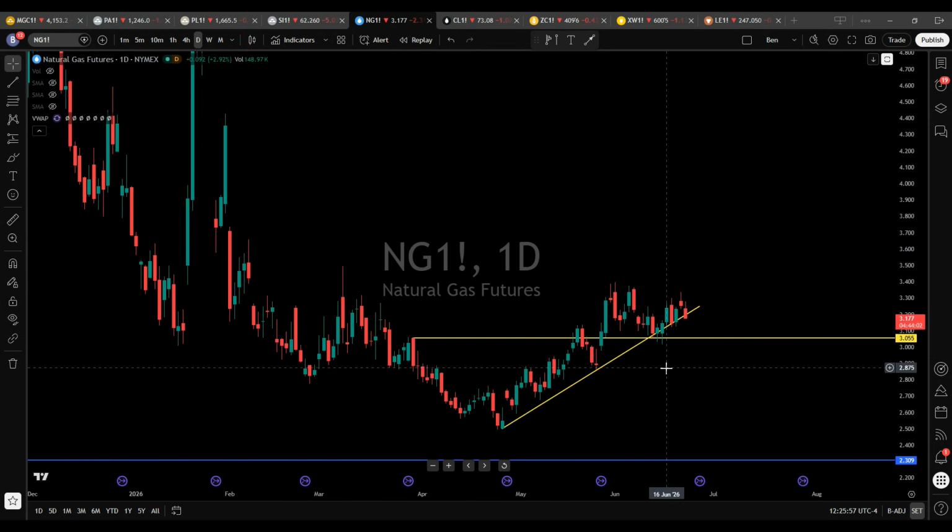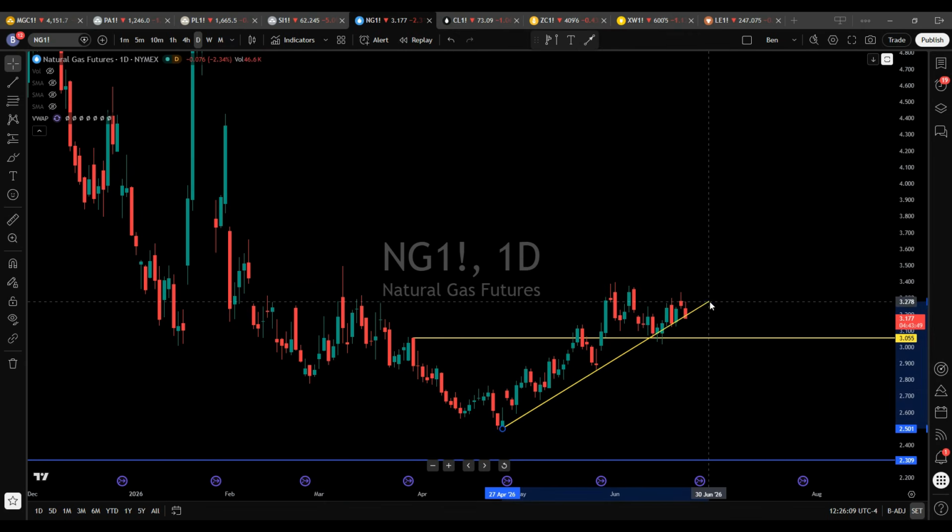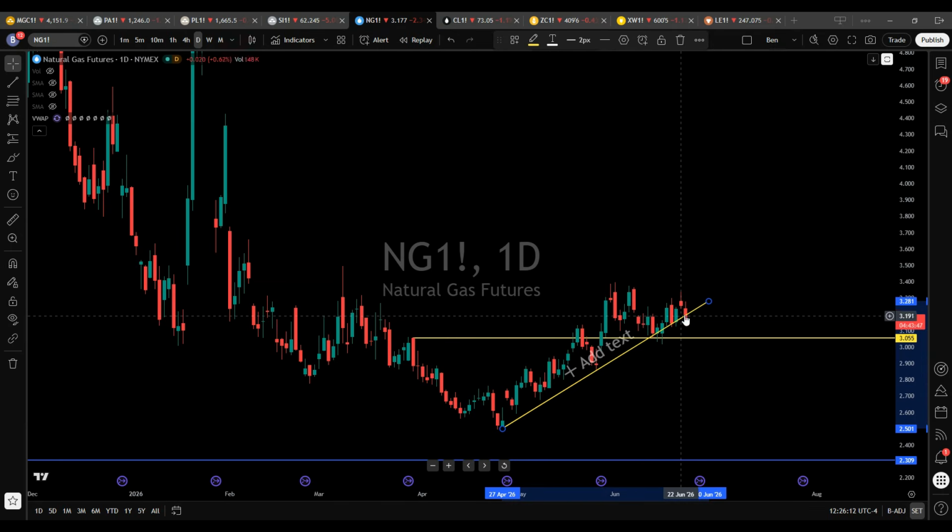NG, this is doing the opposite. You have the pivot low here, creating higher lows and higher highs, finally took out this pivot top right here, and now we're getting a little bit of a rejection. However, this upsloping trend line is still support. So on NG1, what we're looking at is what happens with price action. If we start breaking below this, your next level of support after this breakout is 3.055.